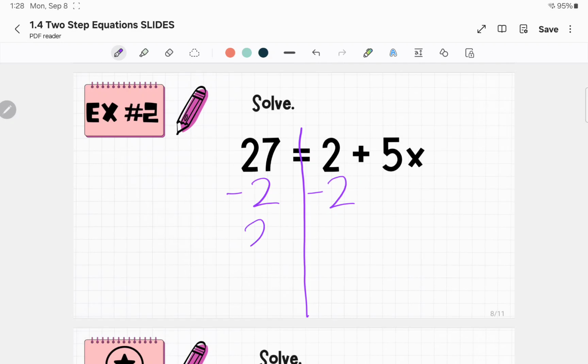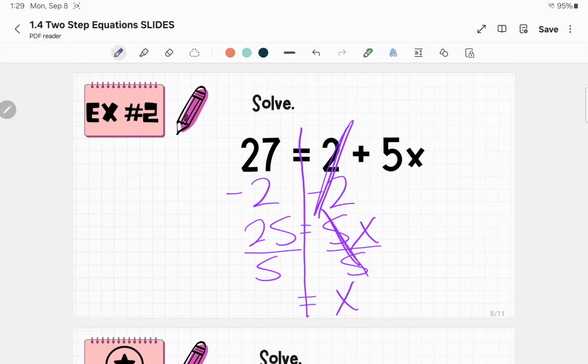27 minus 2 is 25. All right, I simplify down. I cancel these out, and I bring down the 5x. And now this is back to our one-step equations. This is times 5 over here. The opposite of that is divide by 5. So let's divide both sides by 5. We cancel out. We bring down the x. 25 divided by 5 is 5. And we're done with that one.